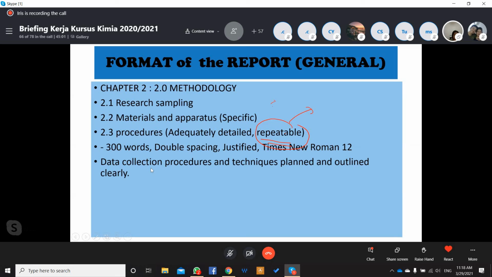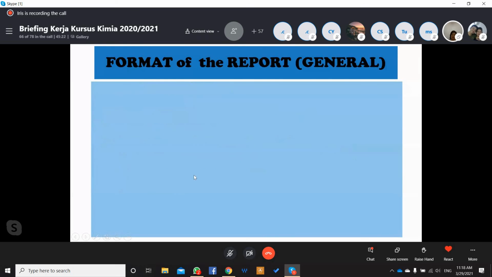For data collection, before you go into the lab and do your experiment, make sure you already know what you want to collect. Maybe you have already prepared empty tables to tabulate what you want to get. Easy to follow steps, don't be complicated. Make the complicated steps into easy steps. Okay, chapter 3.